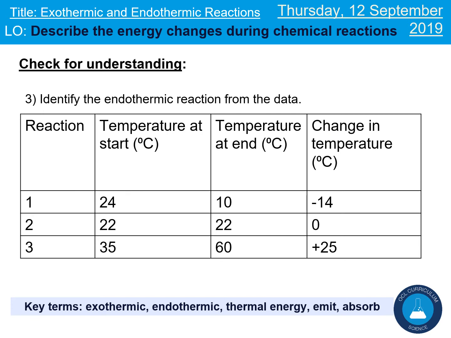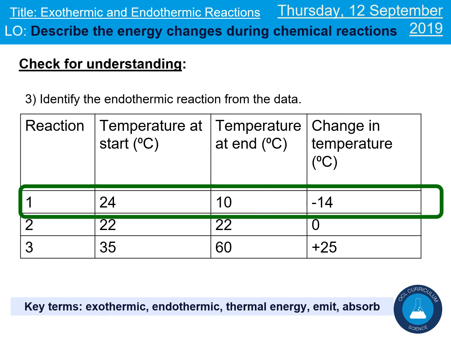Question number 3. Again, pause the video and write down if you think it's reaction 1, 2 or 3 that shows an endothermic reaction. Let's see if you got it right. The answer is number 1, because this is the only one that shows a temperature change that decreases, and therefore if the temperature has decreased, we know that the reaction must be endothermic.